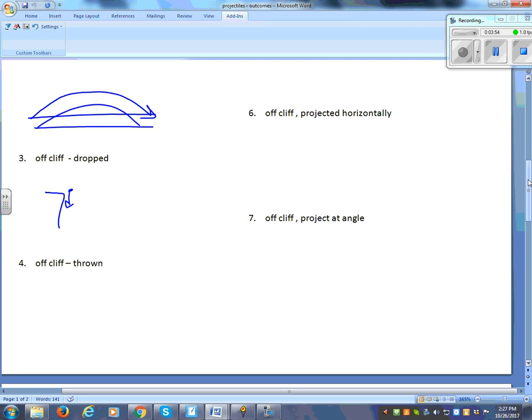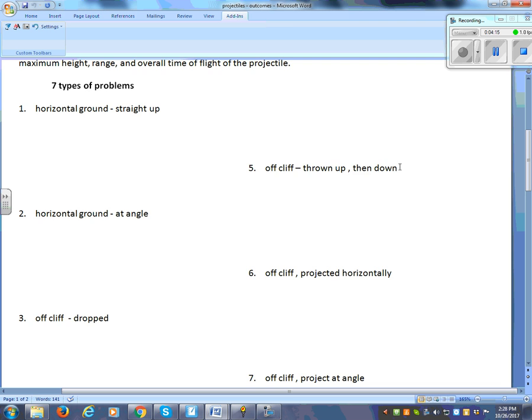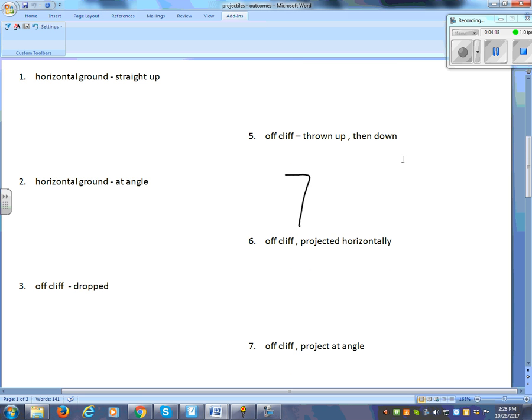Off a cliff thrown. So in other words, you've been accelerated down. Those would also be considered grade 11 kind of questions, because it's only 1 dimension. Okay, so number 5, I think, is off a cliff, thrown up, then down. So you throw it up, and then it comes down. Really, if you stop and think about it, 3, 4, and 5 are all the exact same. The only thing that's different is the initial velocity is either 0 or down or up. So they're the same if you want.